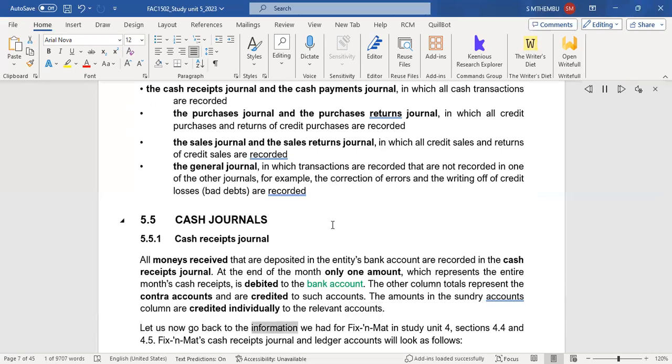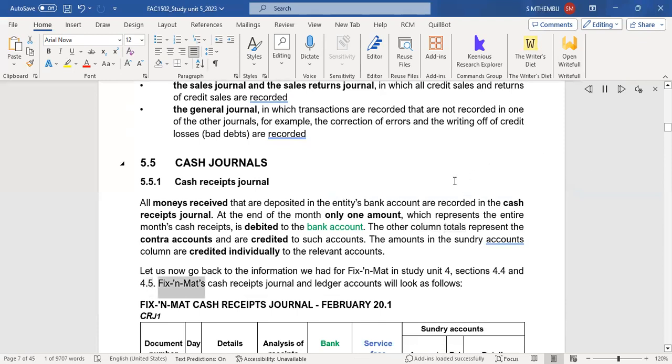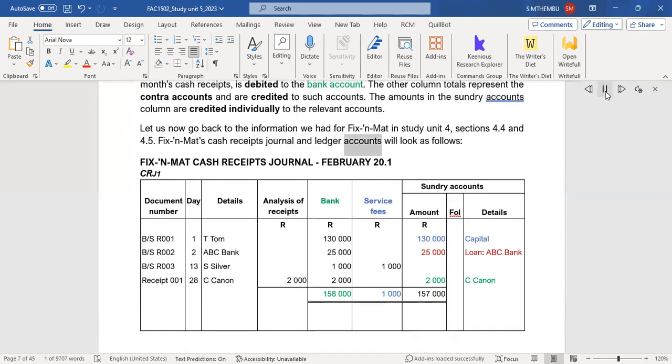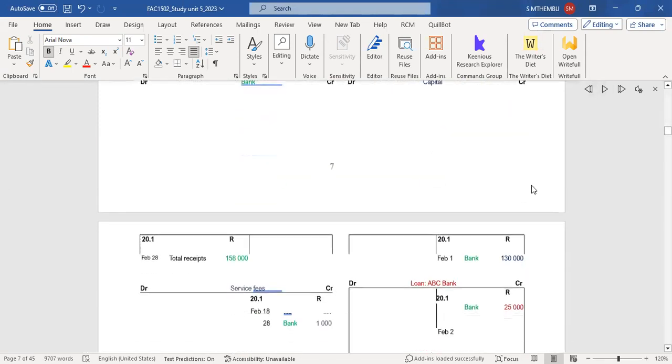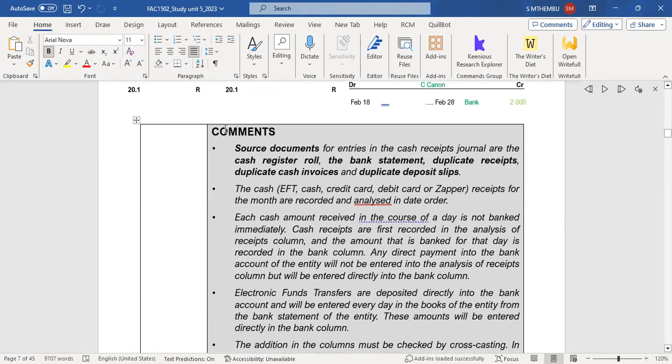Let us now go back to the information we had for Fix and Mat in Study Unit 4, Sections 4.4 and 4.5. Fix and Mat's cash receipts journal and ledger accounts will look as follows. Fix and Mat cash receipts journal, February 20.1, CRJ1. Comments.